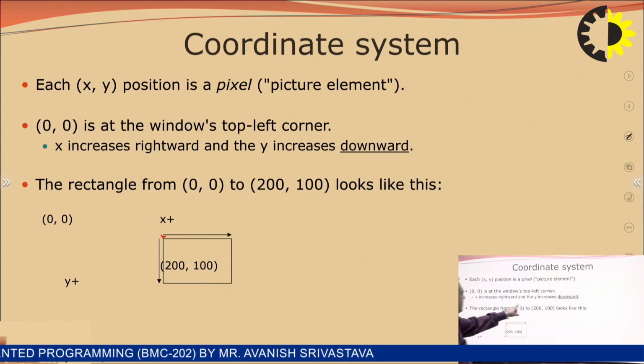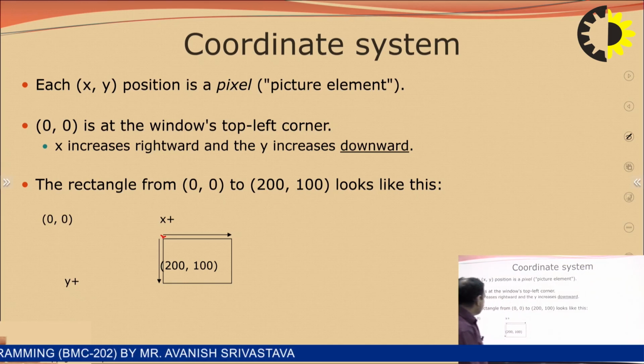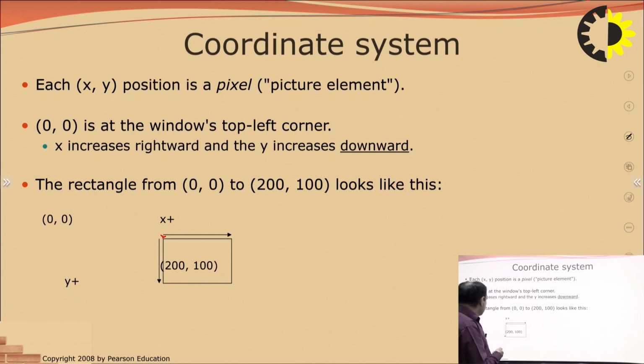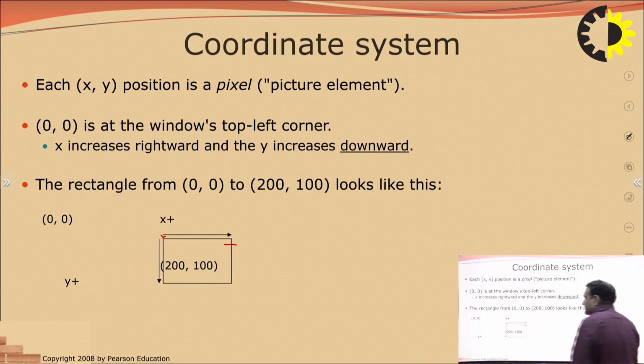X increases rightward and Y increases downward. That means X plus is increasing and Y plus is increasing. If you increase X from 0 to 1, 2, 3, 10, 15, 16, 17, 18, 19, 30, 40, it is going rightward. And if we increase the Y value, starting from 0, then 2, 10, 30, 40, 50, 60, 70, 80, it goes downward. The rectangle from 0 to 200 looks like this.